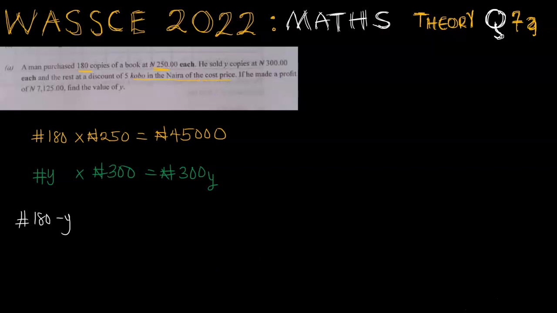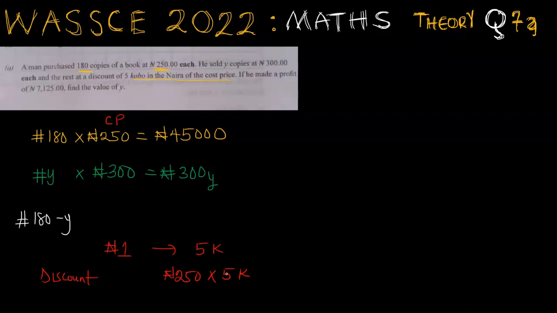the cost price. This is the cost price, 250 naira. Now there is a discount of 5 kobo in the naira of 250 naira. What the discount of 5 kobo in the naira of the cost price means is that for every 1 naira, there is a discount of 5 kobo. Thus, the discount is going to be equal to 250 times 5 kobo. Of course, this is 250 naira.